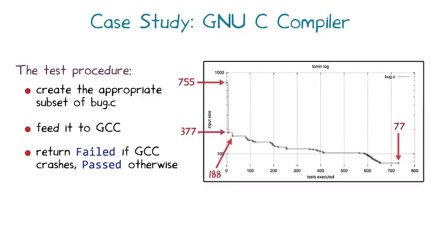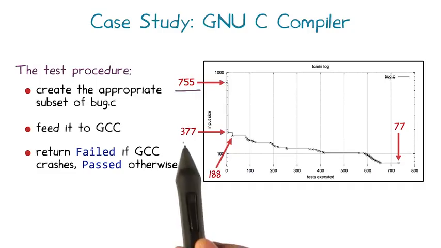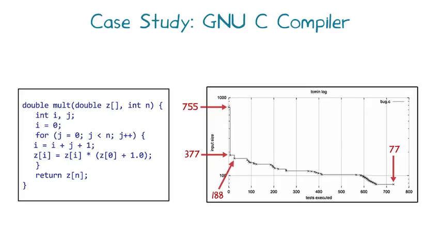In only the first 2 tests, the algorithm reduces the input size from 755 characters to 377 and 188 characters respectively. The test case now only contains the mult function. The copy and main functions have been eliminated. Reducing mult, however, takes time. Only after 731 more tests do we get a test case that cannot be minimized any further.